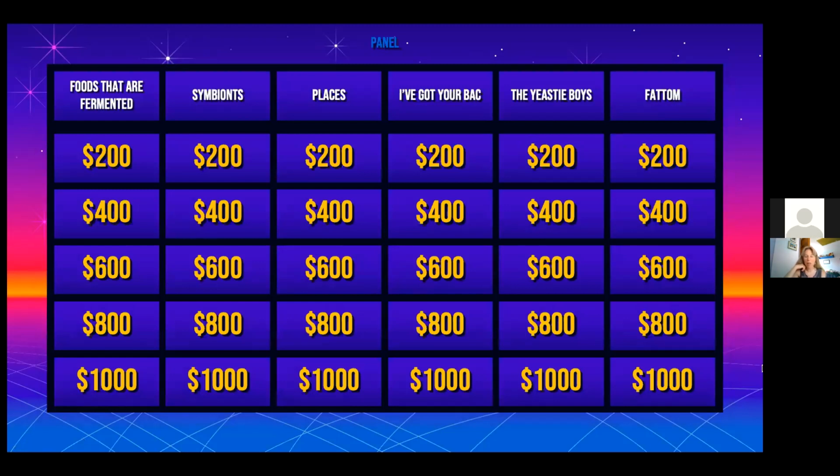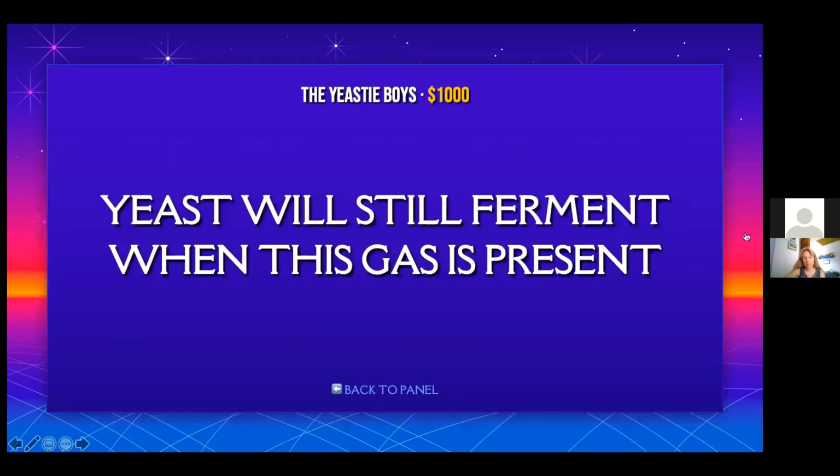And I think we'll do like three more because I'm looking at the time. We're going to have to wrap up. So we'll do this one and then two more questions. So Eva, you get the topic and amount this time. She's going for the Yeasty Boys for 1,000. Yeast will still ferment when this gas is present.